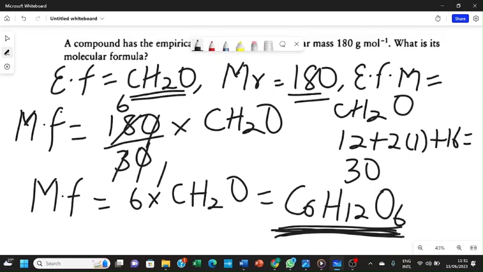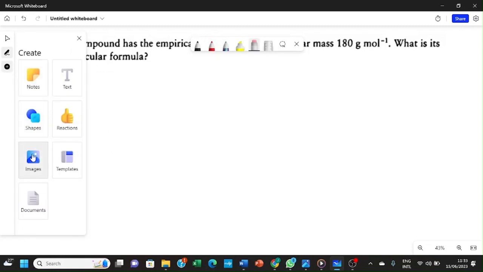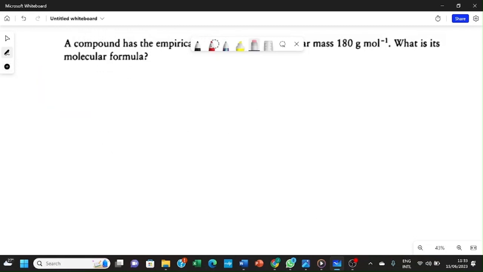So this is the first method. I'm going to approach it using another method. Whichever method you choose to use, you still arrive at the same answer. So that's just it. Now let's go to the next method. Still on the same question, I want to use another method.